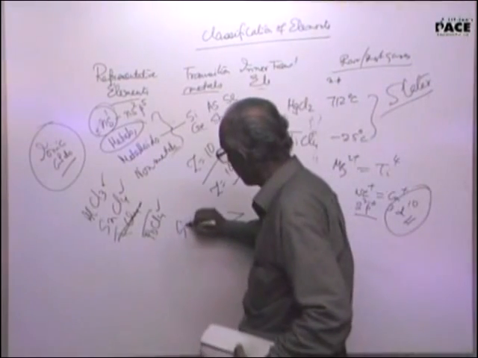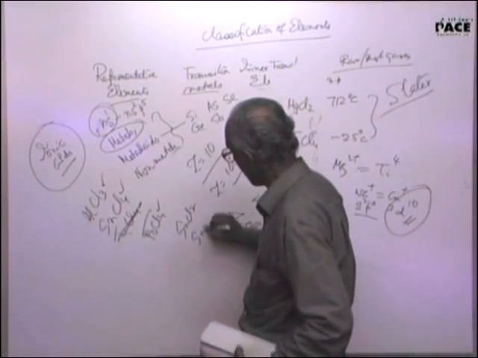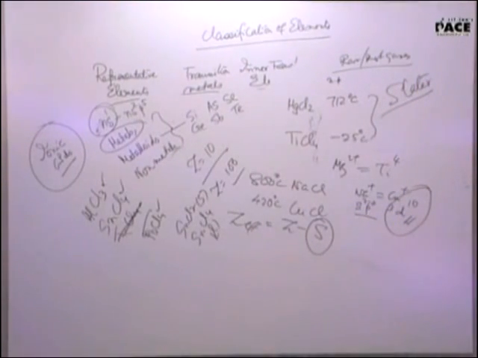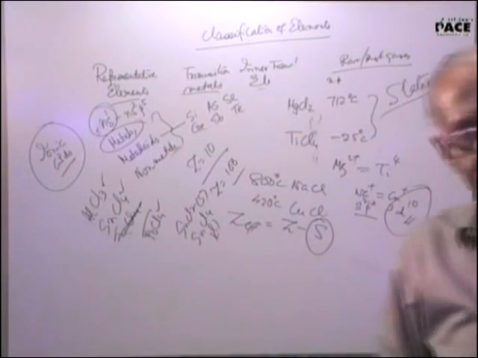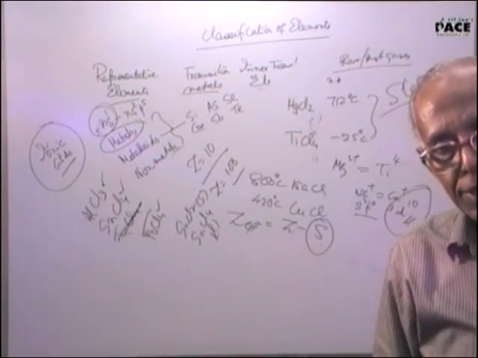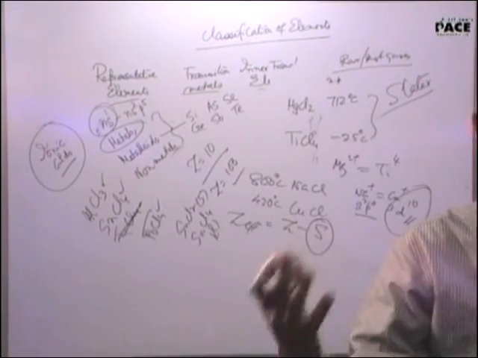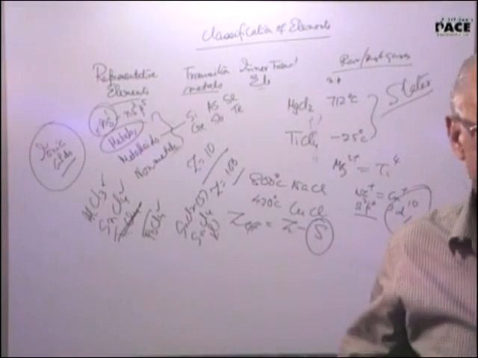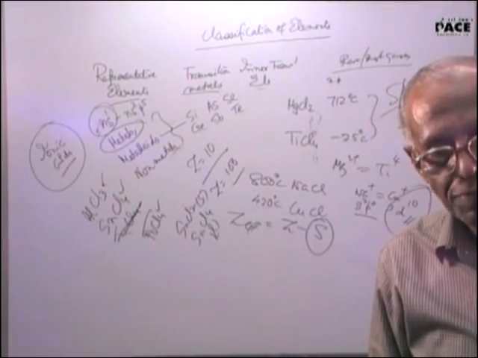SnCl2 is a solid, but SnCl4 is a liquid. Immediately you can guess why SnCl4 is a liquid, because tin has increased its charge from +2 to +4. As soon as you increase the charge, size decreases. Automatically, the charge to size ratio increases, polarizing power increases, covalency increases, and so it exists as a liquid.